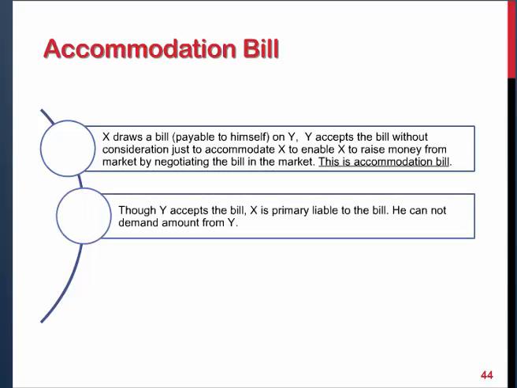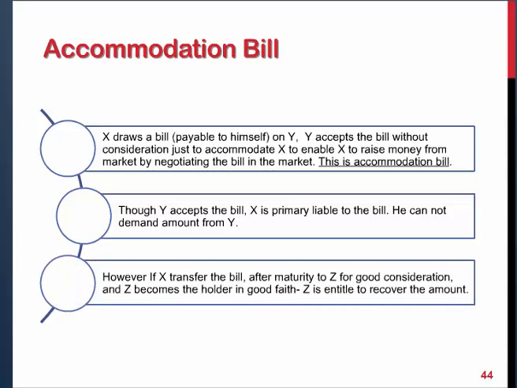Though Y accepts the bill, X is primarily liable on the bill. He cannot demand the amount from Y. However, if X transfers the bill after maturity to Z for good consideration and Z becomes the holder in good faith, Z is entitled to recover the amount. These points should be noted in the case of an accommodation bill.